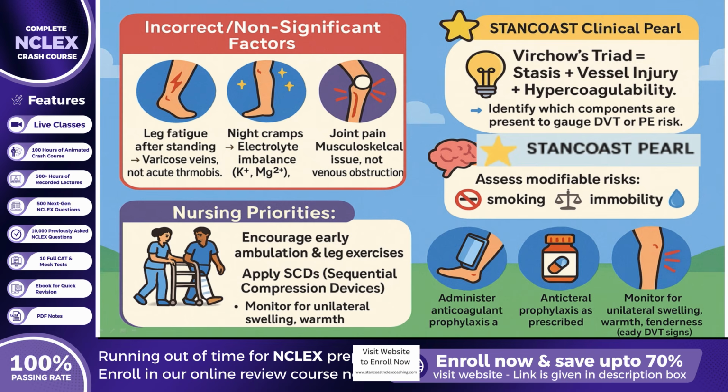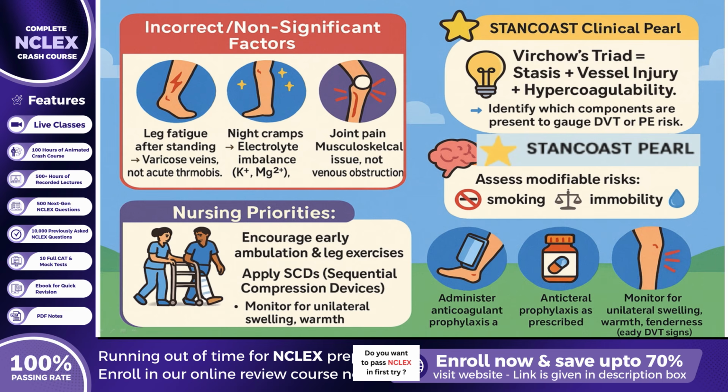To conclude this discussion with a high-yield review, remember the Stancoast clinical pearl. Virchow's triad equals stasis, vessel injury, and hypercoagulability. Every NCLEX question on thrombosis can be decoded by identifying which of these three components are present. The greater the overlap, the higher the client's risk of developing deep vein thrombosis or pulmonary embolism.